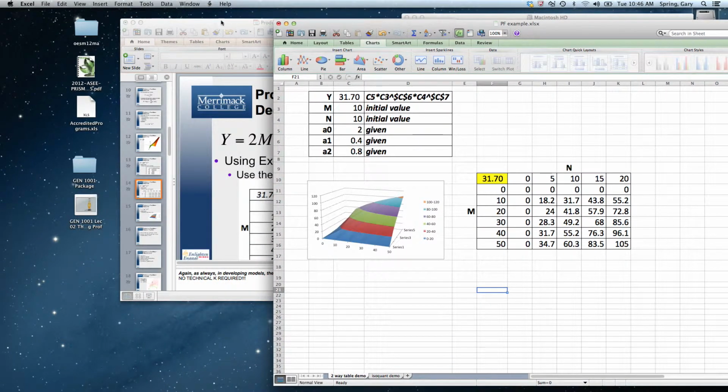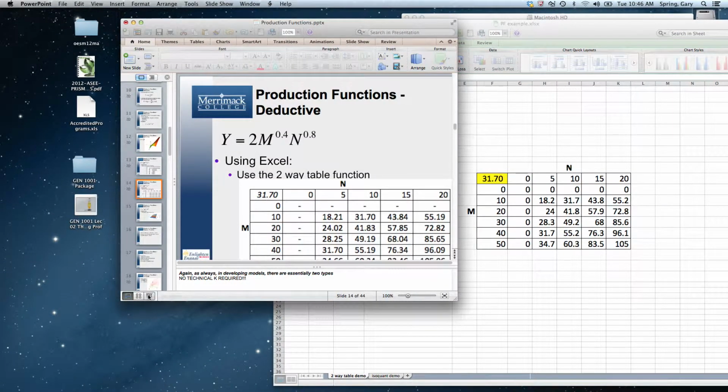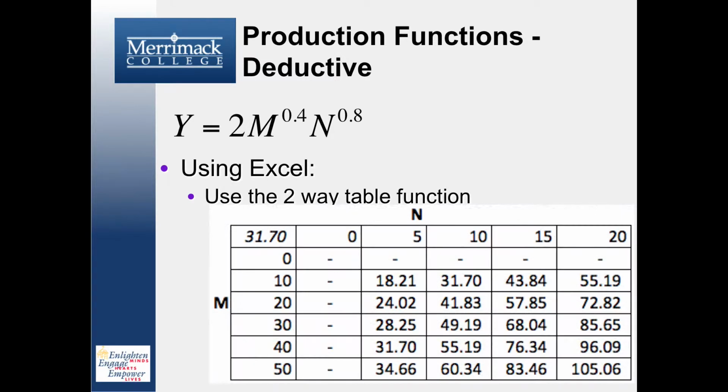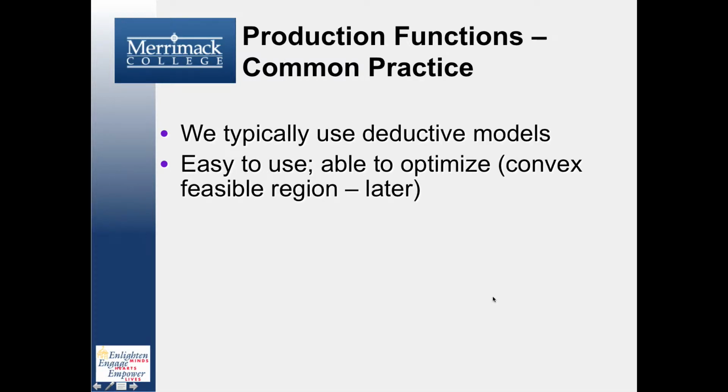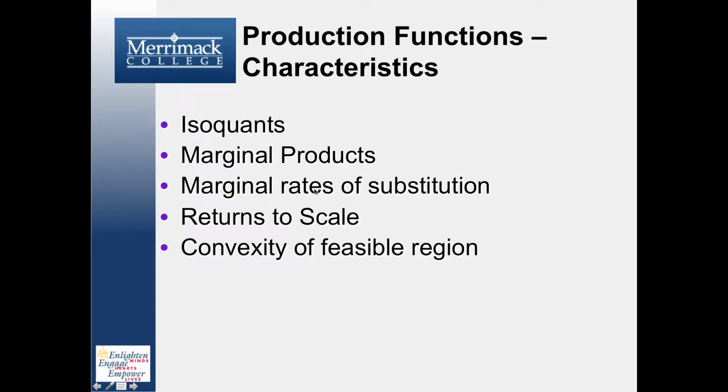Okay, so let me go back to the slides here. We've got this two-way table function, nice to be able to do what-if scenarios with, as I mentioned. And we can do the 3D surface chart, which is nice for presentation purposes. So production functions, as I said, are typically deductive models, typically the Cobb-Douglas. We'll be using the Cobb-Douglas for anything that we do. We're able to optimize and so forth.